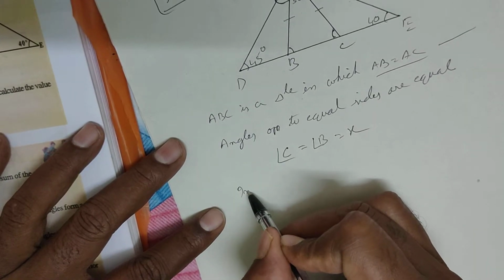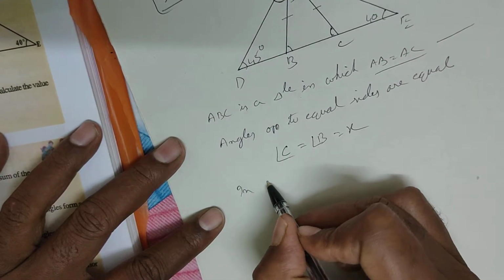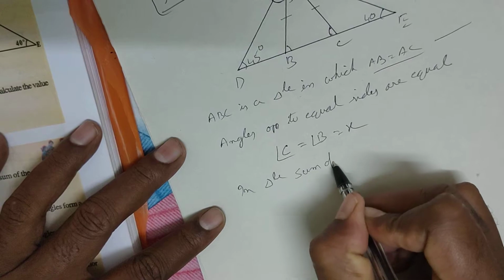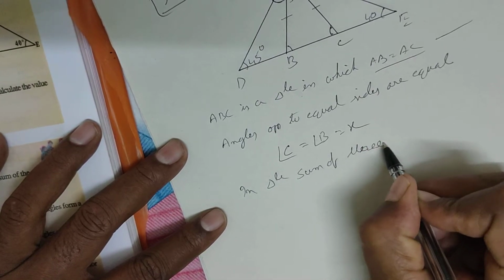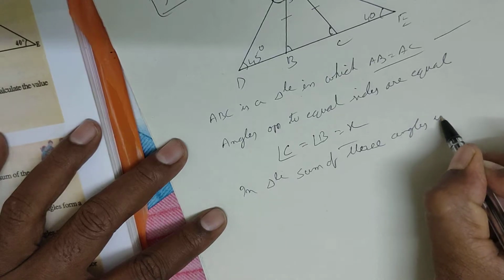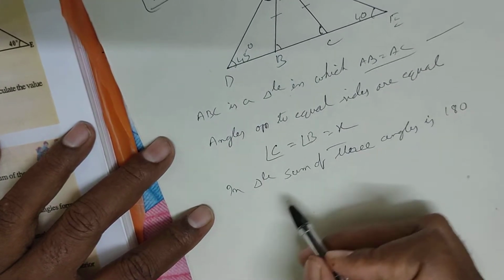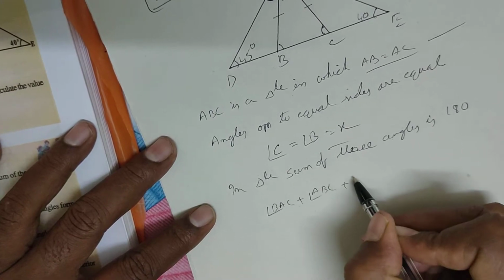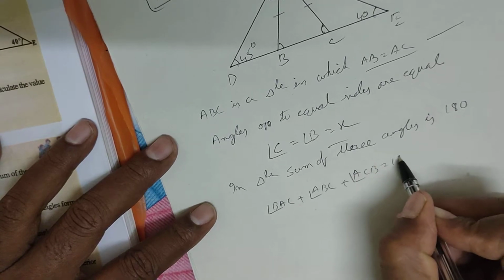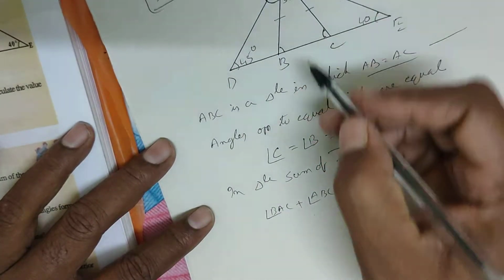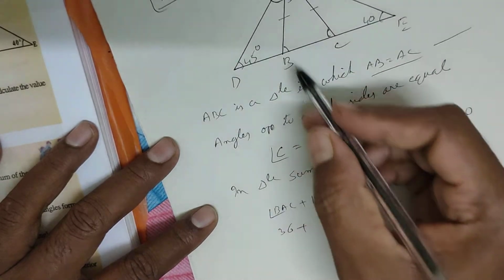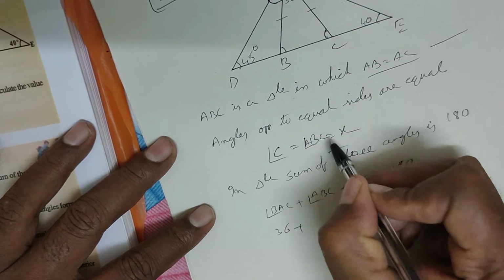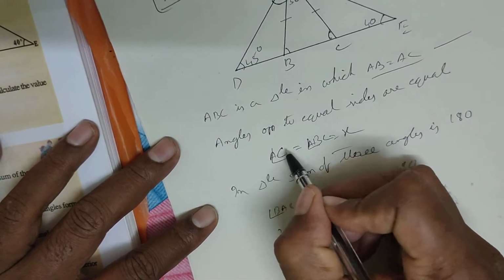So in a triangle, the sum of three angles is equal to 180. In a triangle, the angle sum property: the sum of three angles is 180 degrees. So you can write angle BAC plus angle ABC plus angle ACB is equal to 180. Angle BAC is already given to us as 36. You assumed ABC and angle B are the same here. Otherwise you can write ABC here, and here ACB.